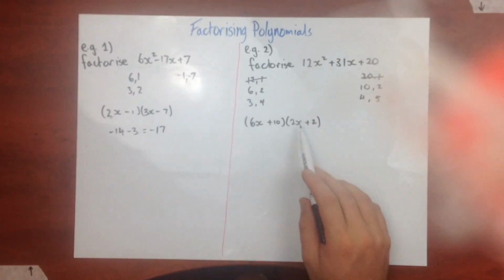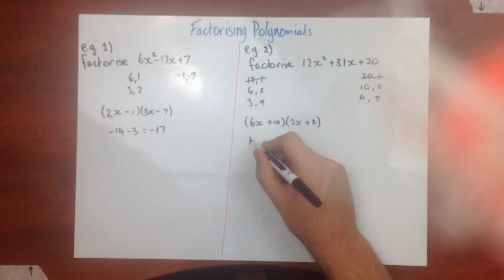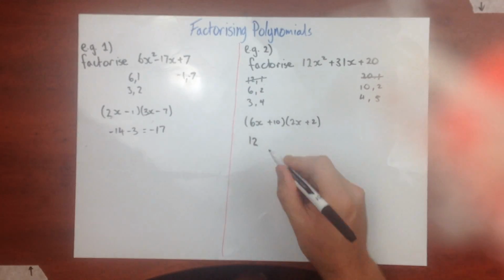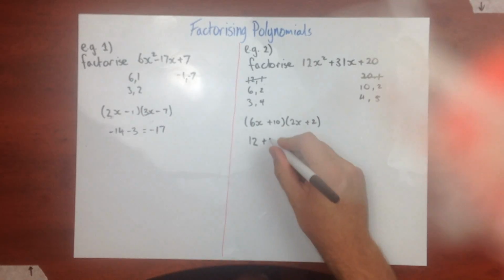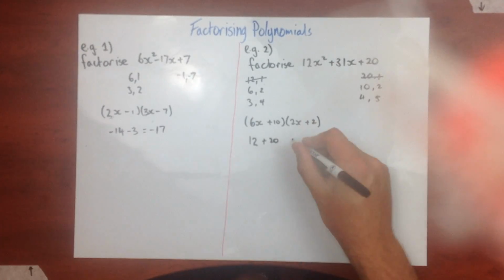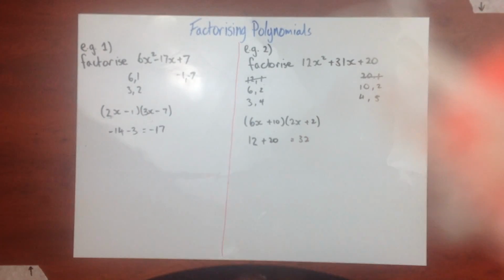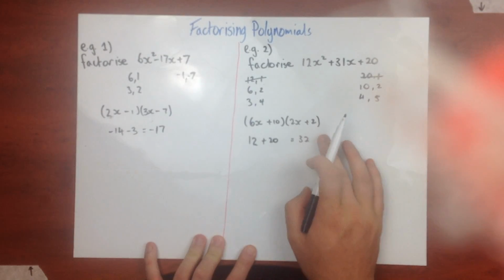Well, we get our 12x squared, that's what we wanted. Our 6x and our 2 is going to give us 12x. We'll just worry about the 12. And 10 and 2 is going to give us 20. Together we're at 32. Oh, so we're close, but we're not quite there. So we need to have a look at this again.